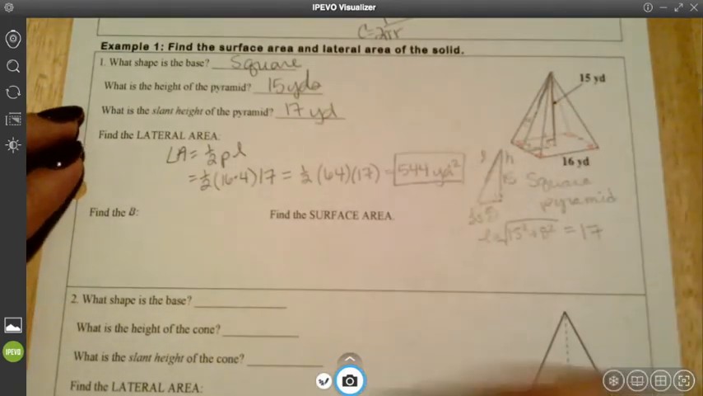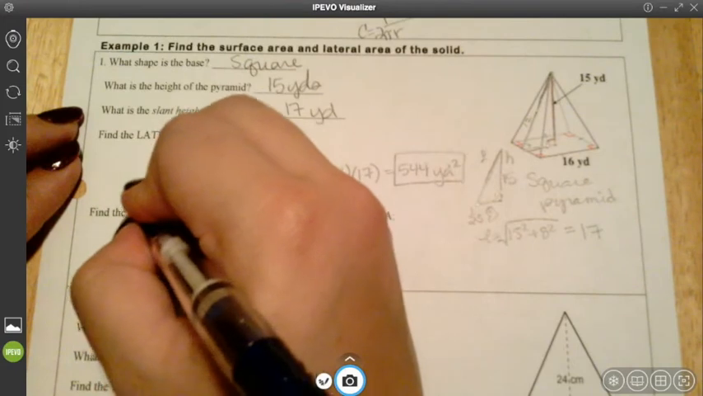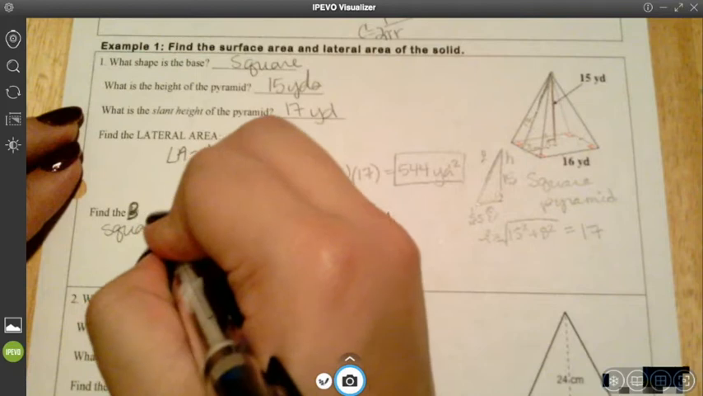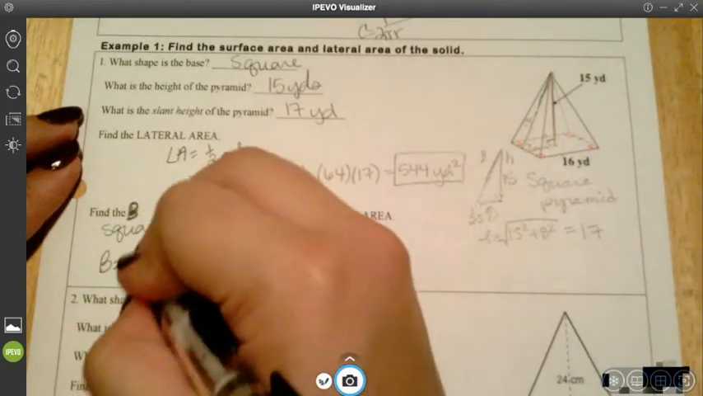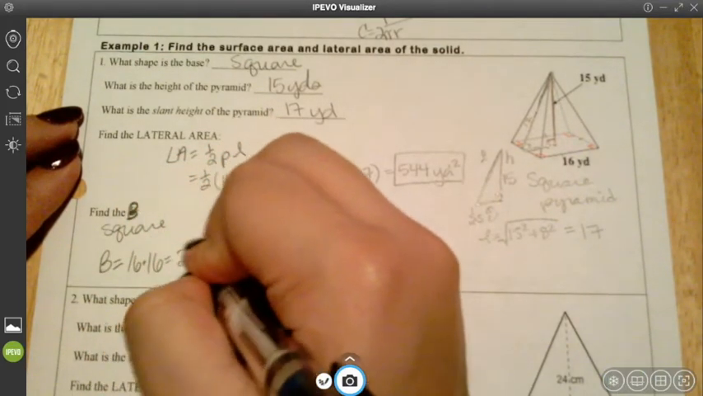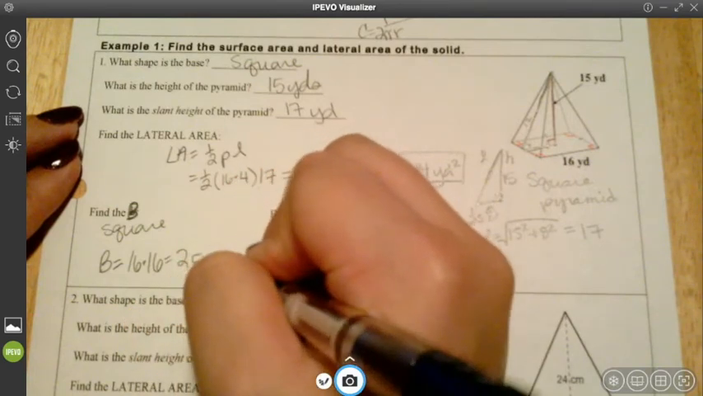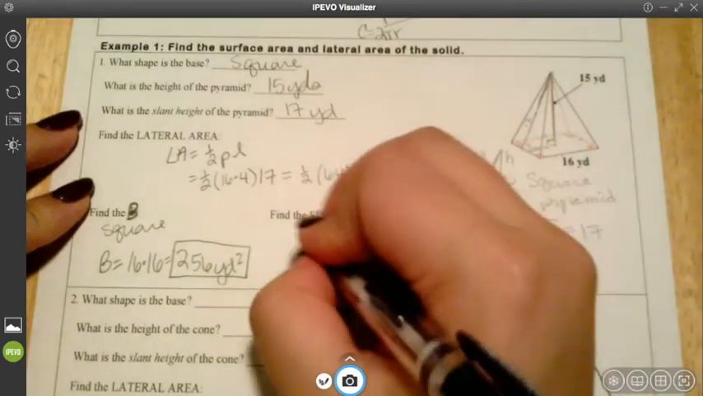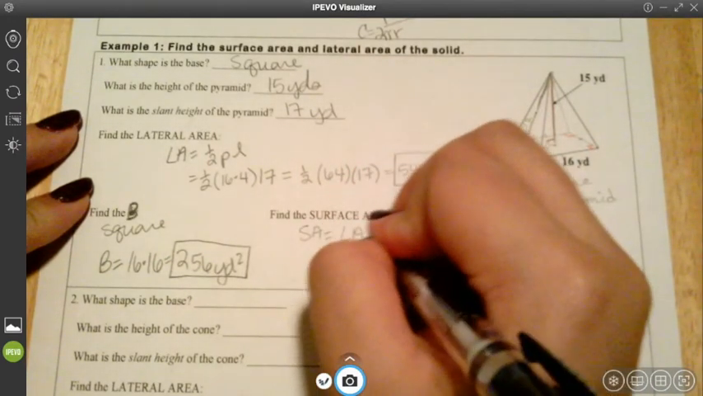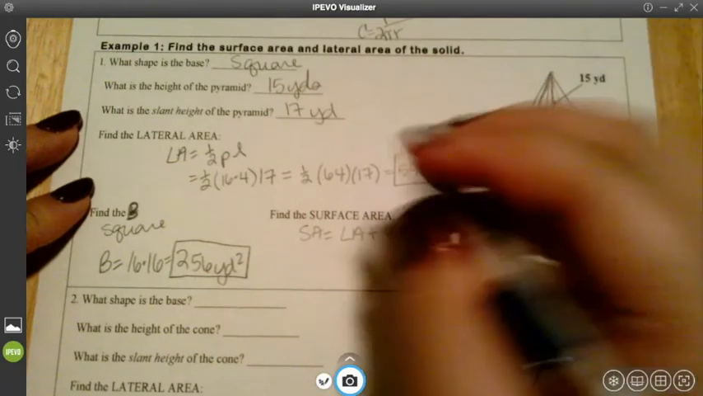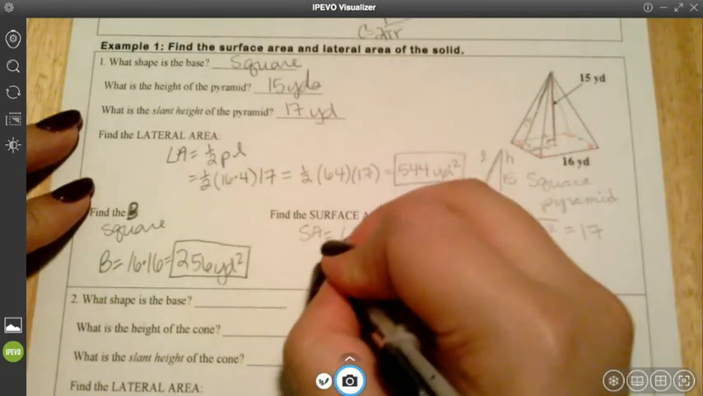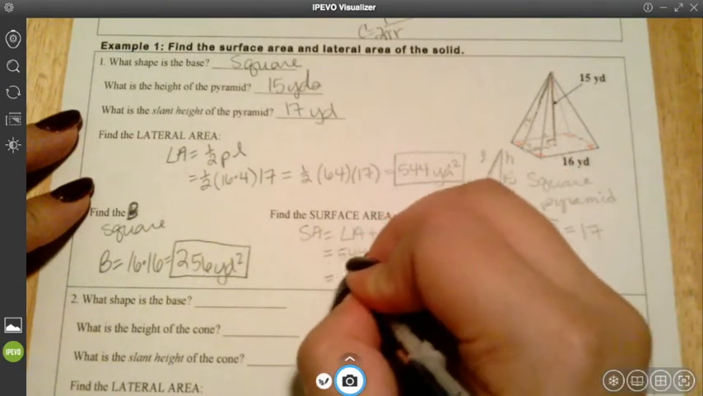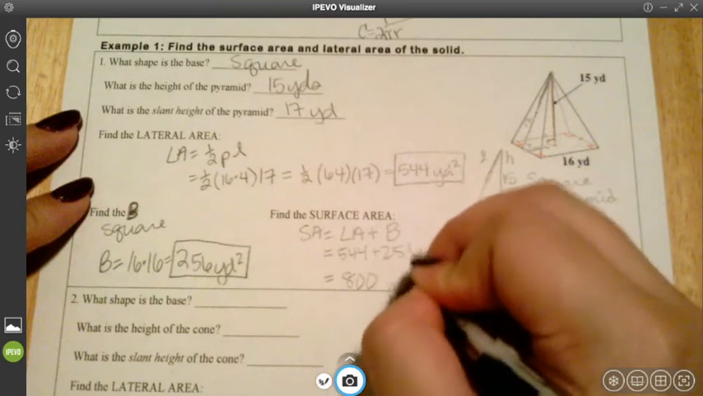Okay, next we want to find the base. Our base is a square. So the base is 16 times 16, which is 256 square yards. And lastly, we can find the surface area, lateral area plus one base this time. That's 544 plus 256, giving us a grand total of 800 square yards.